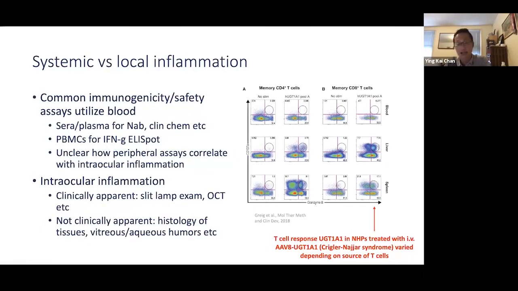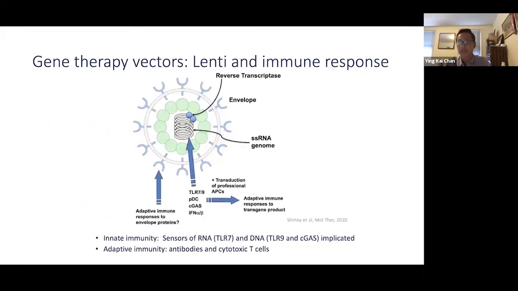When it comes to local inflammation, intraocular inflammation in the eye, the clinically apparent inflammation can be detected through slit lamp examinations. You can look at aqueous cells, vitreous cells, or you could use some kind of imaging technique to look at the retina. Still, nothing beats analyzing the tissue itself. So for something that is not clinically apparent, this would not be possible in a clinical setting. Histology of the tissues might elucidate some pathology as well as some immune infiltration, and measuring immune factors in the humors might also tell us more.